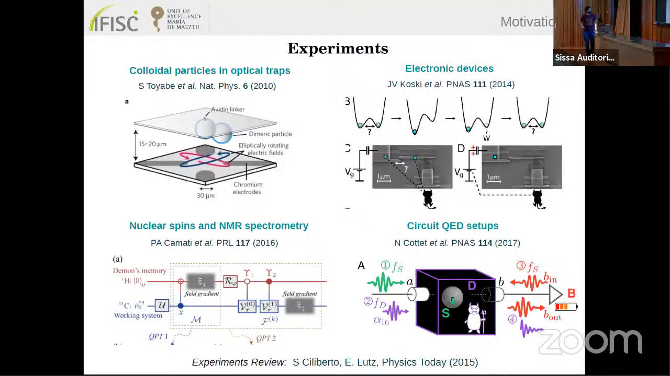Much of the theoretical developments were also triggered by very nice experiments that implemented for the first time the thought experiment by Maxwell and Szilard in different platforms. So for instance, in colloidal particles, in optical traps, or in electronic devices, but also in quantum systems like nuclear spins using NMR spectrometry techniques, or also in circuit QED systems.